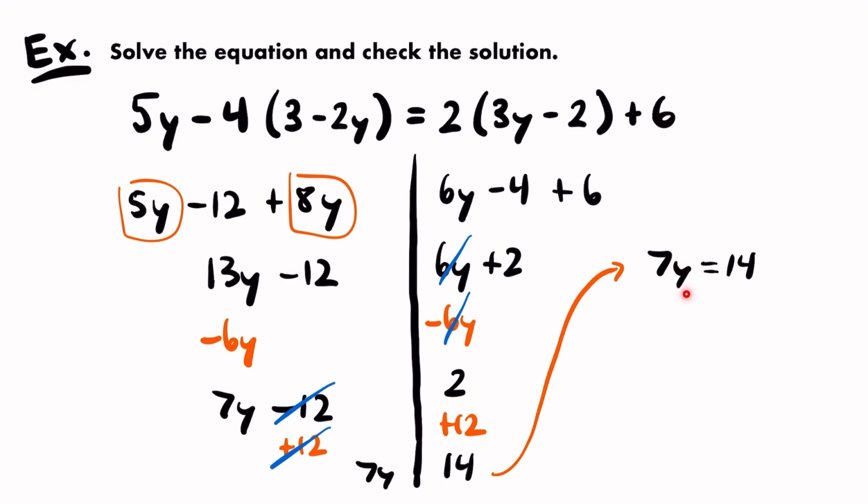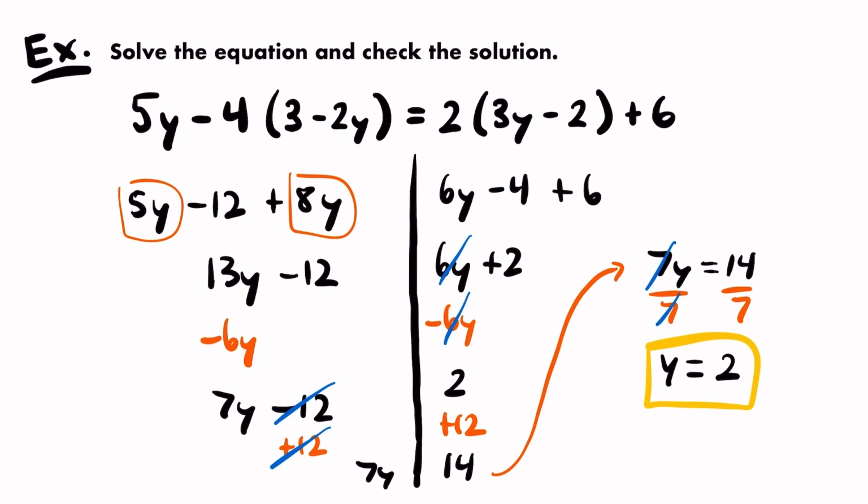Our final step to solve for y is now to divide both sides by the coefficient of that variable, which in this case is 7. So if we divide both sides by 7, those 7's cancel out, leaving you with y is equal to 14 divided by 7, which is 2. And so y equals 2 is the solution that we have found for this equation.